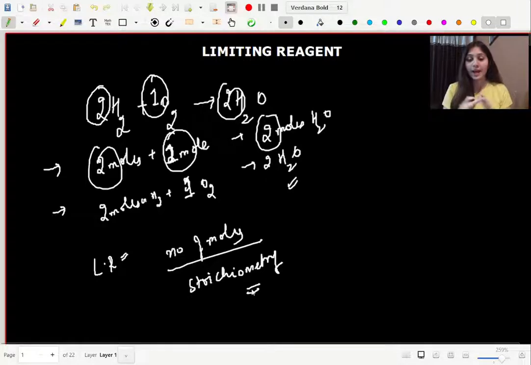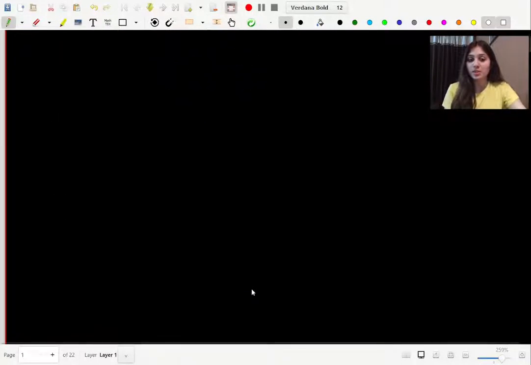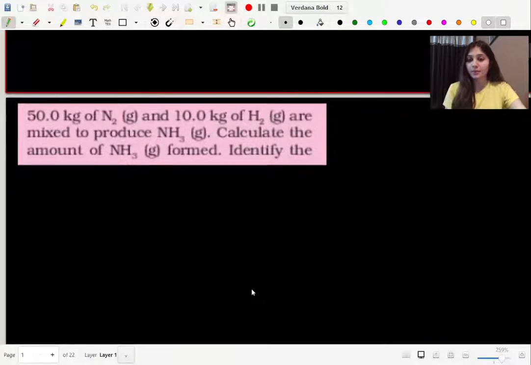Okay, so I have given you all the background of the story, and I think we should start a numerical, and then it is going to be quite clear. This is a numerical which is present in your NCERT. This is an example in your NCERT. 50 kg of N2 and 10 kg of H2 are mixed to form NH3, which is ammonia. Calculate the amount of NH3 formed and identify the limiting reagent. It's not written here, so I've written.